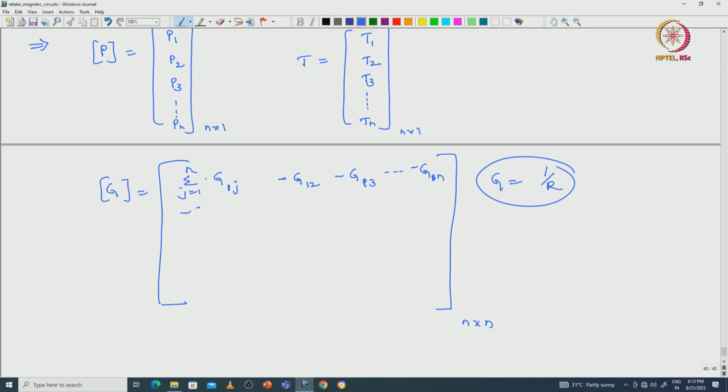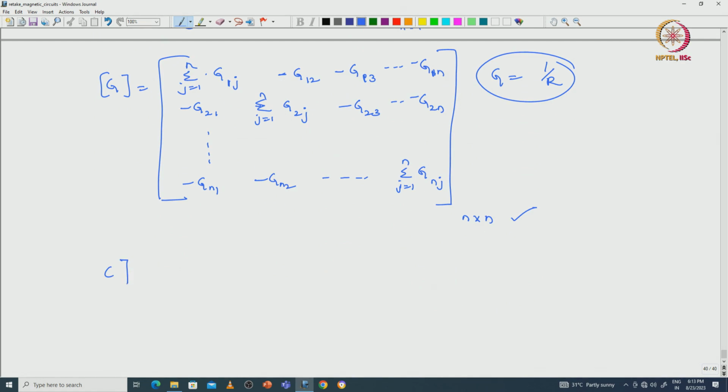So in the same way here, conductance with respect to node 2 and node 1, and summation term j equals 1 to n, conductance with respect to node 2 and other nodes. And in the same way we can write all other terms here also. So g n 1, conductance with respect to node n and 1, and g n 2 and so on, sigma j equals 1 to n conductance with respect to node n and j. So this is an n by n matrix.